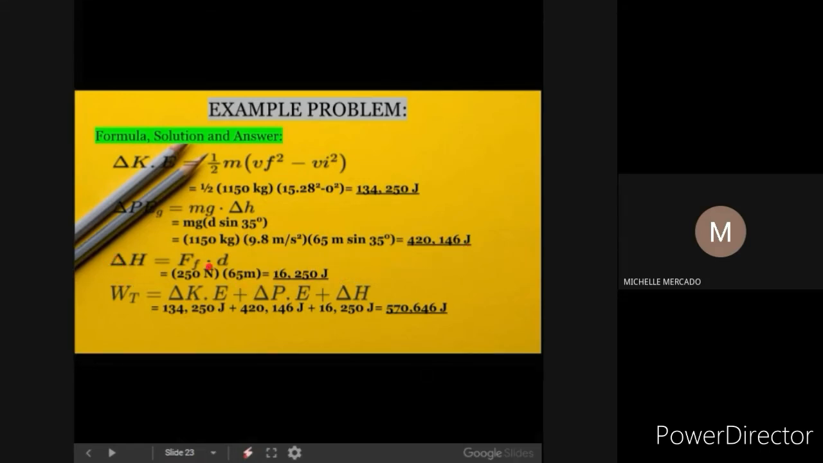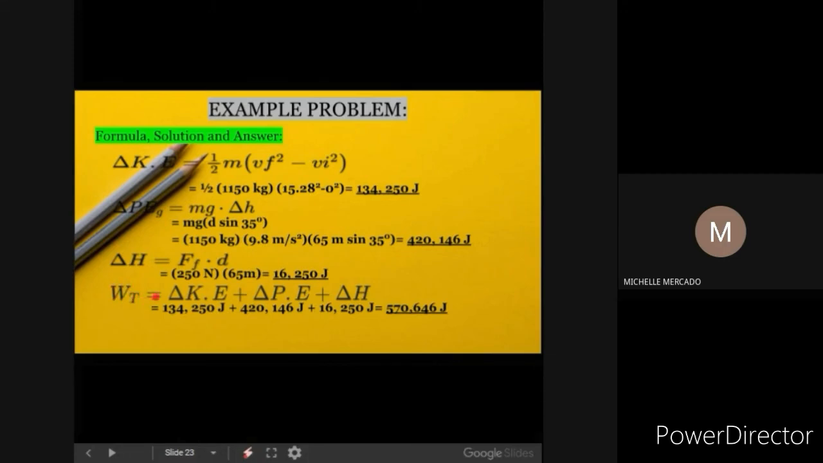Next, we're going to find the change in heat. So we're going to multiply lang the given force as well as the given distance. So 215 Newton multiplied by 65 meters, the answer will be 16,250 joules. Then, if nakuha na po natin yung change in kinetic energy, change in gravitational potential energy, and change in heat energy, makukuha na po natin yung tinatawag nating total work done.